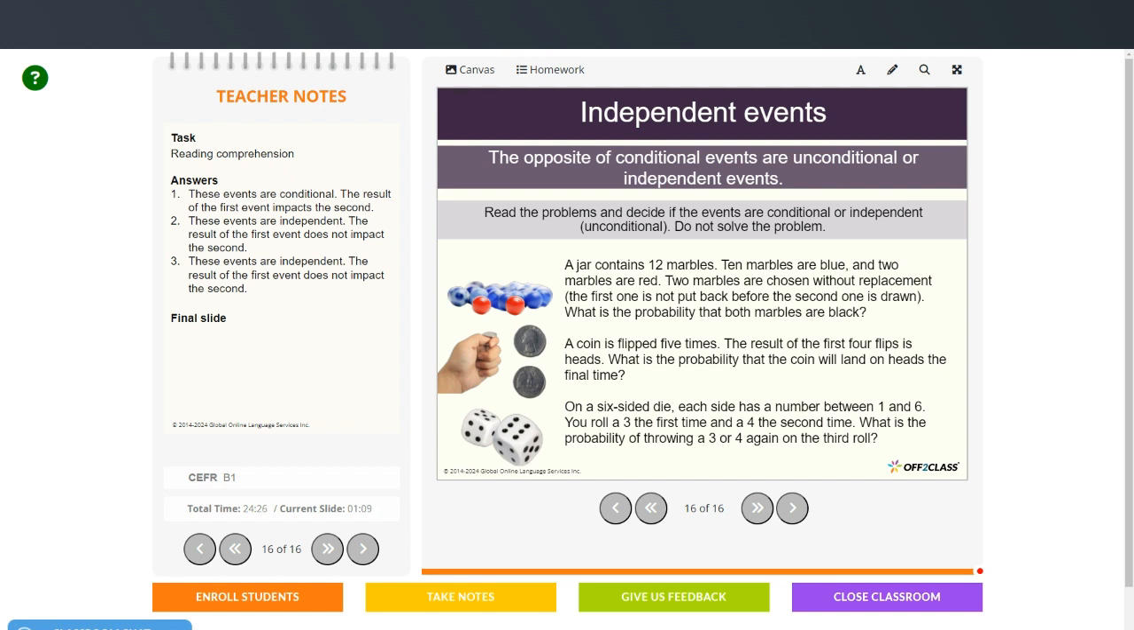And on a 6-sided die, each side has a number between 1 and 6. You roll a 3 the first time and a 4 the second time. What is the probability of throwing a 3 or 4 again on the third roll? So again, these events are independent. The result of the first event doesn't impact the second event.